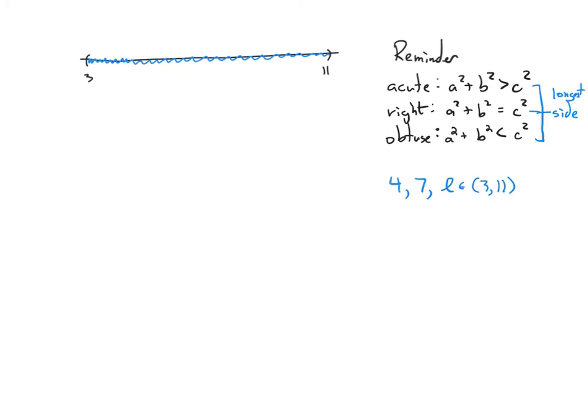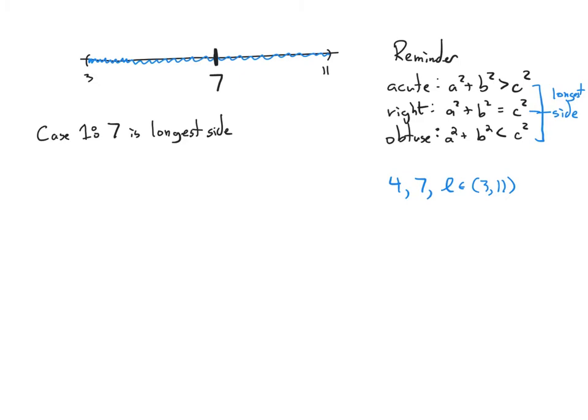So case 1 is 7 is the longest side. So that's going to be our C in the Pythagorean inequalities. Okay, so first of all, let me mark 7 in our diagram. That's going to be exactly halfway, of course. And so we're looking at this half of our diagram first.